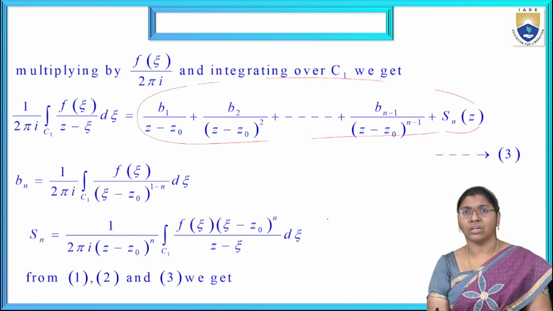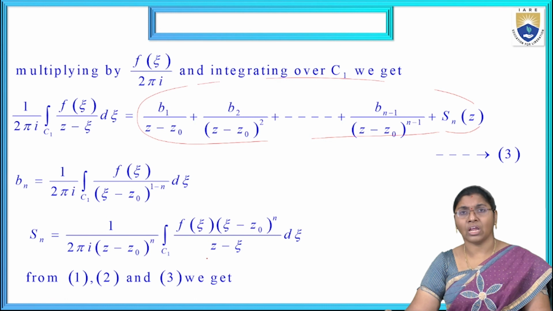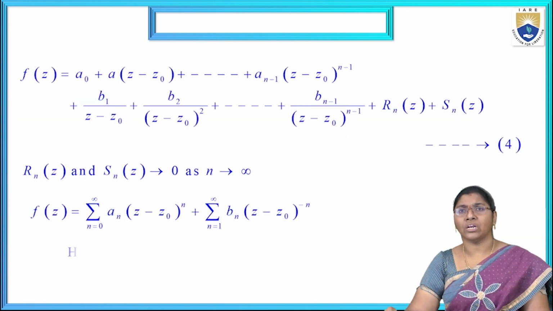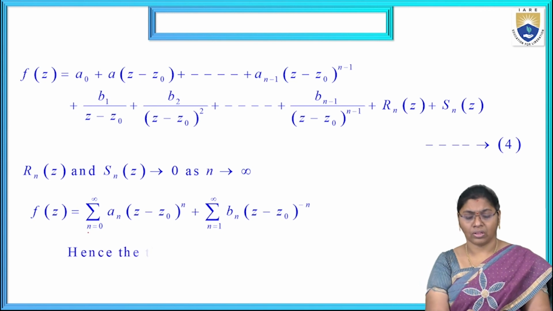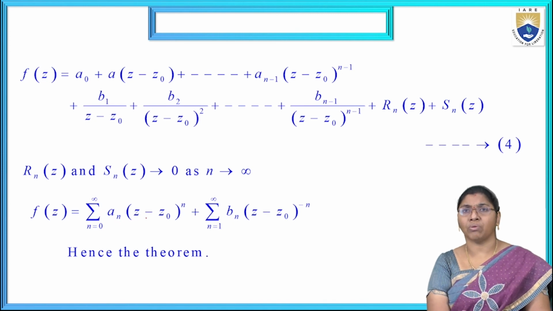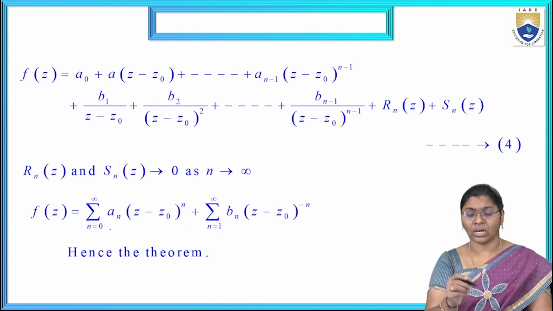Similarly, another term is there. We are substituting that one. Now substituting equations 1, 2, 3, we get finally the condition is this one: f(z) equals summation n equals 0 to infinity a n of (z minus z naught) whole power n plus summation n equals 1 to infinity b n of (z minus z naught) whole power minus n. Here, why am I considering n equal to 0, n equal to 1?